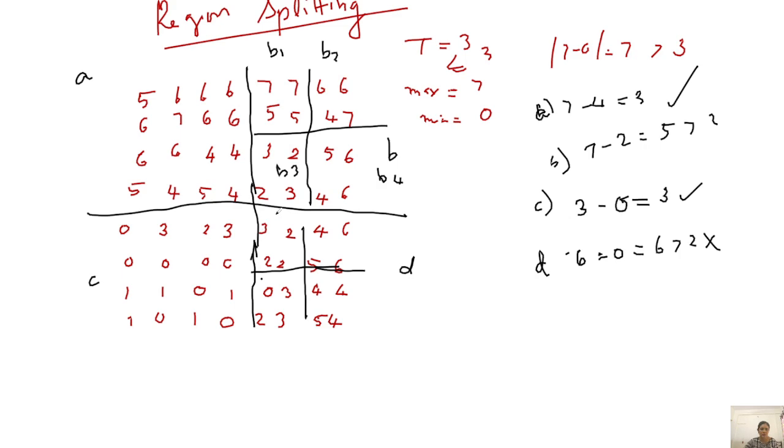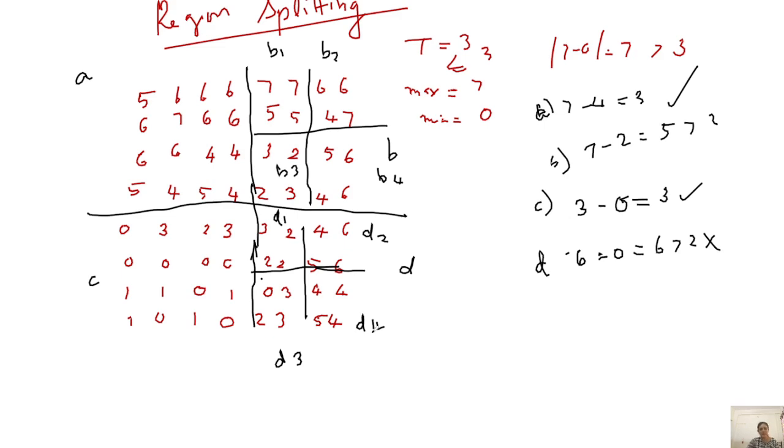So let this be D1, D2, D3, D4. I hope you understood how to do the region splitting. This is how we have to do it with the threshold.